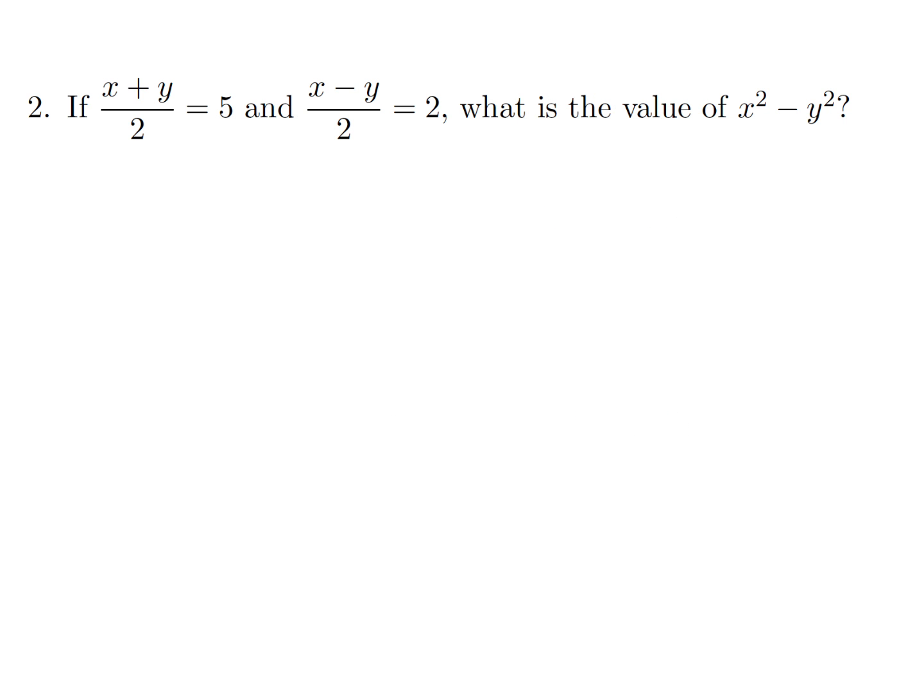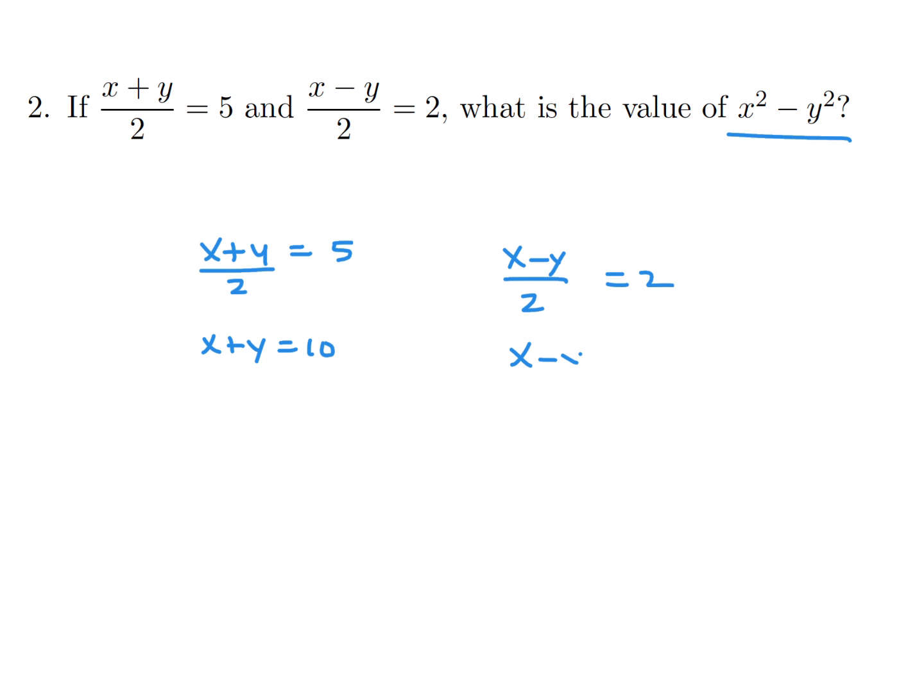(x plus y) over 2 is 5. (x minus y) over 2 is 2. What is x squared minus y squared? x plus y is 5. Well, (x plus y) over 2 is 5, I should say. And therefore x plus y would be 10. (x minus y) over 2 is 2. So therefore x minus y would be 4.